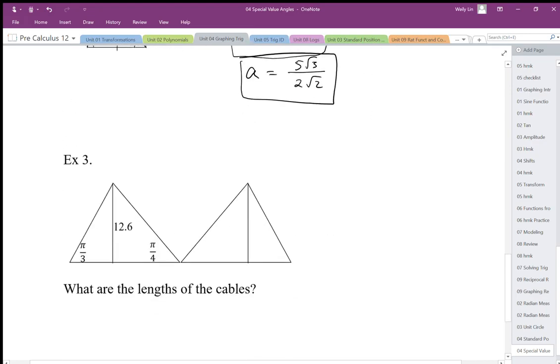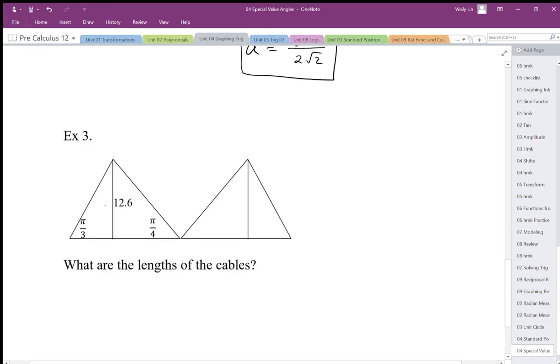So here, same thing, we're given a length. This length is 12.6, and we want to figure out the length of the different cables. So that's a height of 12.6, and that's also a height of 12.6. Okay, this is symmetrical, so we'll just need to solve for one side. So let's solve for this cable first.